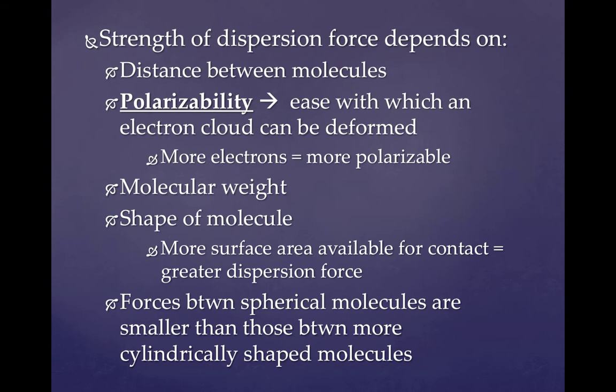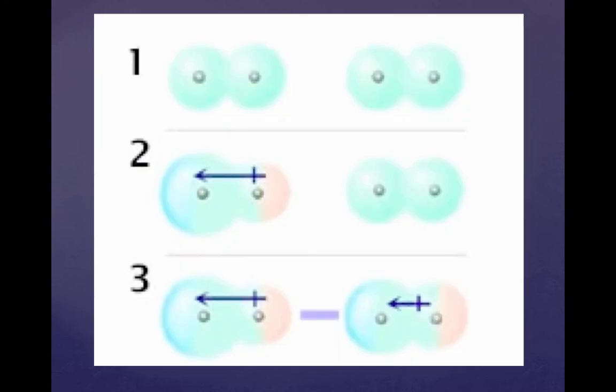Remember, a polar molecule is because of an uneven distribution of electrons. The more electrons there are, the more polarizable the element is, and remember, the number of electrons is equal to the atomic number. Also, the molecular weight and the shape of the molecule. The more surface area available, the greater the dispersion force. So basically, the more surface area, the higher the strength will be. Forces between spherical molecules are also smaller than those between cylinder-shaped molecules.